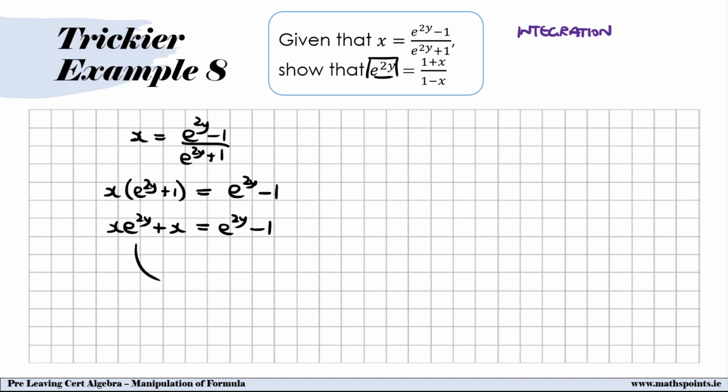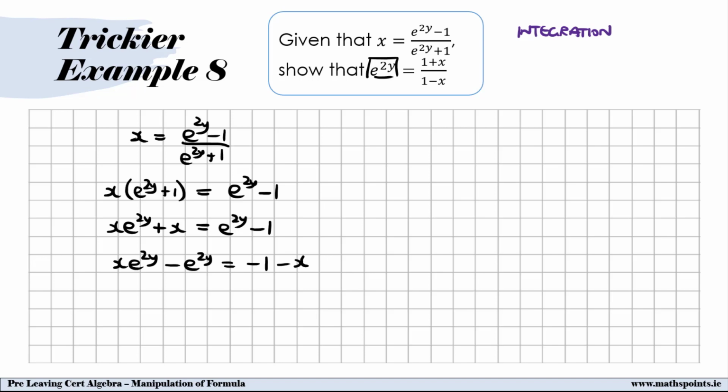Now you'll note that we have two occurrences of e to the 2y, and that's the subject of the formula. That's what I'm trying to get by itself. So there's going to have to be some factorization here. So the first thing is to bring them to the one side. So I'm going to leave x e to the 2y on the left hand side, and I'm going to subtract an e to the 2y from both sides to get rid of it from the right hand side. That's going to be equal to, so minus 1 is already on the right hand side, and then to get rid of the plus x from the left hand side, I'm going to subtract an x from both sides.